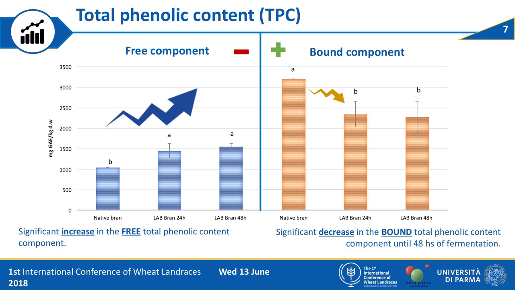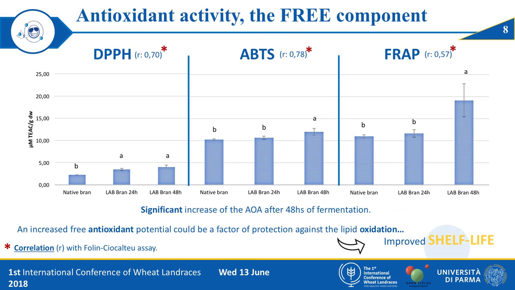Another aspect that I want to emphasize is that the bound component, in this kind of matrix, in particular in cereal bran, is always the preponderant one. Then, regarding the antioxidant activity, it was measured with three widely known assays, and also in this case the free antioxidant potential increased during the fermentation. This is very important because an increased antioxidant potential, in particular the free component, could lead to a protection against oxidation, and so an improved shelf life could be noticed.